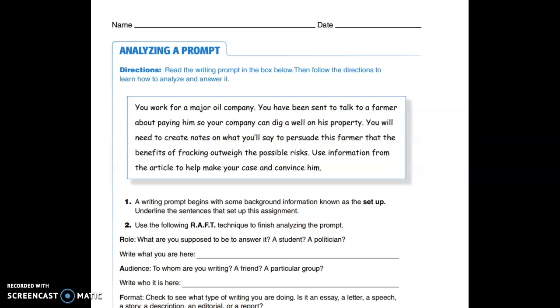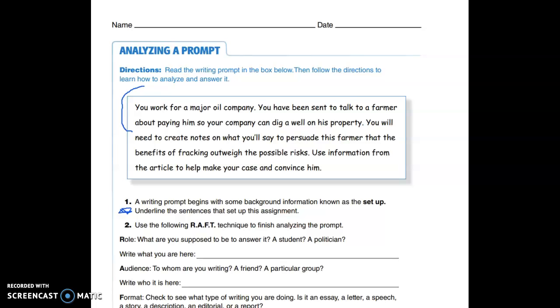So you'll go back through it and think about what the prompt is telling you to do. Who are you? What do you need to do? What are you trying to put together? So the first is the setup, and it's kind of explaining or introducing the prompt to you. You're going to find that in the first couple of sentences. So think about what the setup is, what they're trying to get you to think about who you are. So you're going to underline the sentences that set up the assignment.